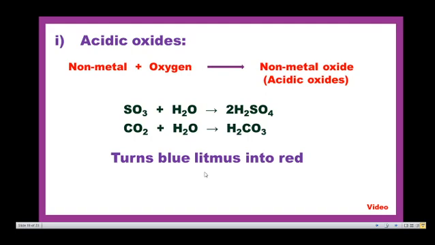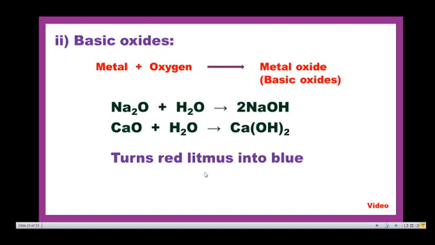Both blue litmus and red litmus papers are dipped in the solution. Here the blue litmus turns red, which indicates that the oxides are acidic in nature. Therefore, non-metal oxides are acidic in nature. And what about metal oxides? Metal oxides are also dissolved in water and tested with litmus paper. Both litmus papers are dipped, and here the red litmus turns blue, which shows that metal oxides are basic in nature. So they are called basic oxides.